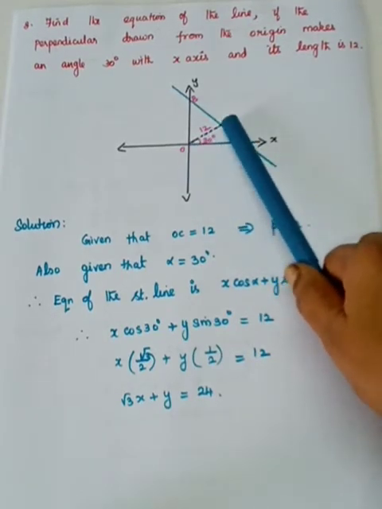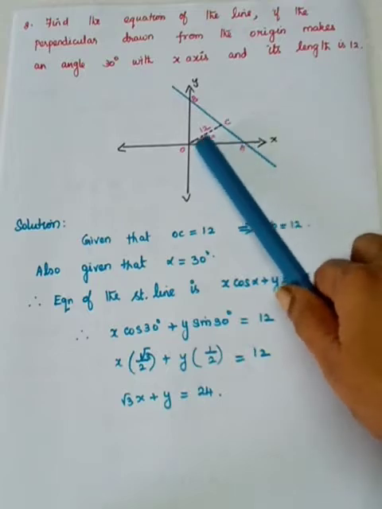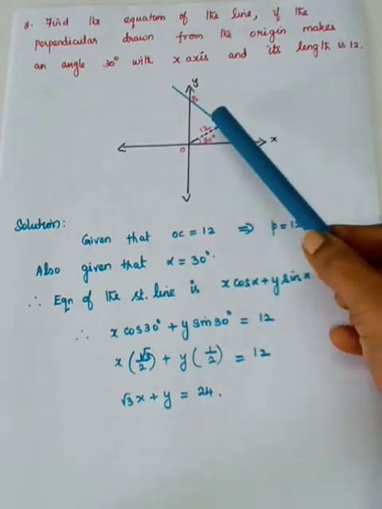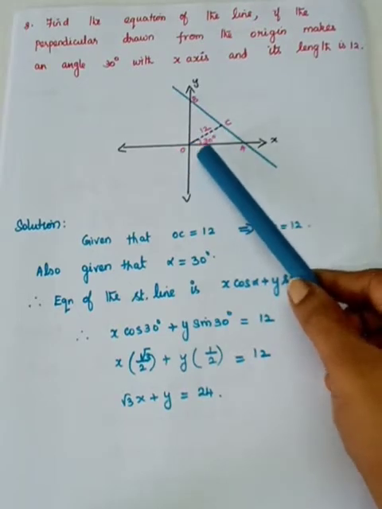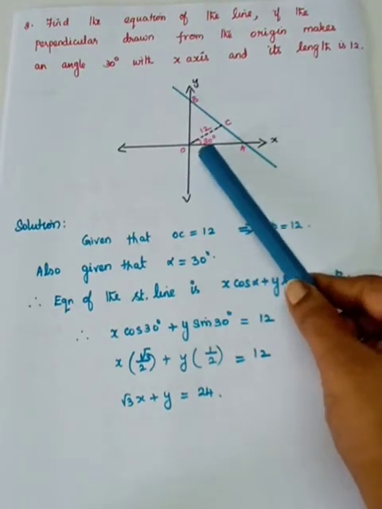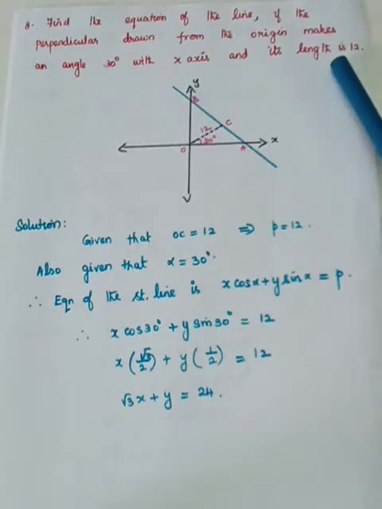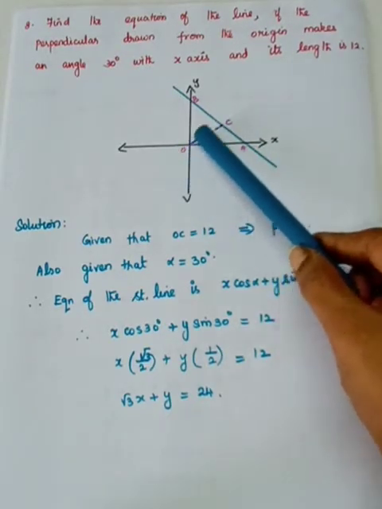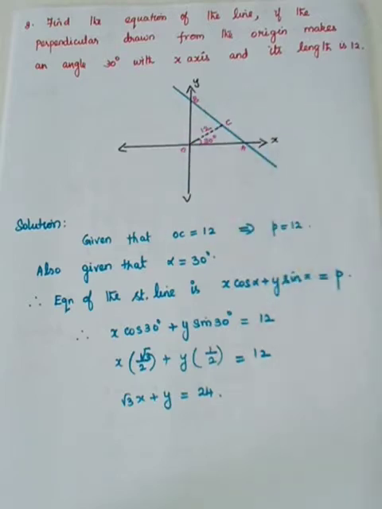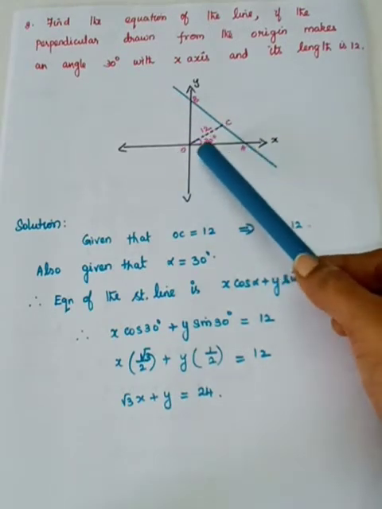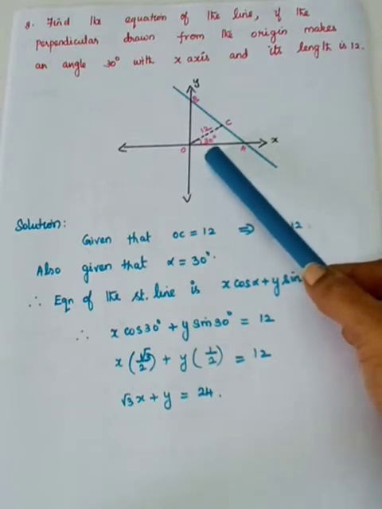So this OC is your perpendicular, that is the normal, or we can say the perpendicular line. Okay, that perpendicular line makes an angle 30 degree with the x-axis. Okay, and its length is 12. Which length is 12? The perpendicular length is 12. Here the normal length is given and the normal, that is the perpendicular line, makes an angle 30 degree.